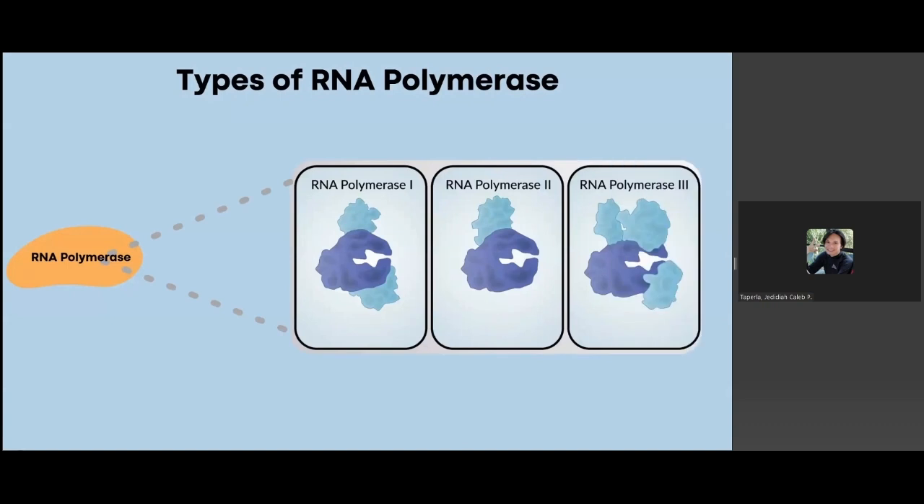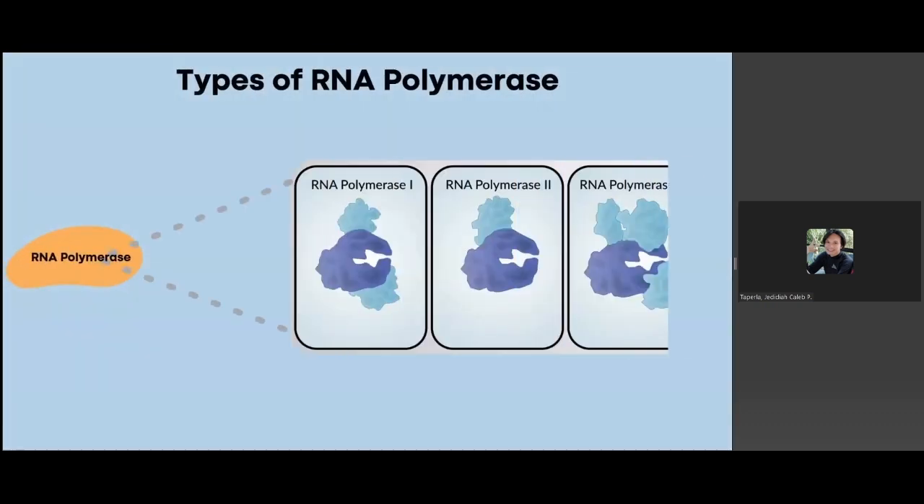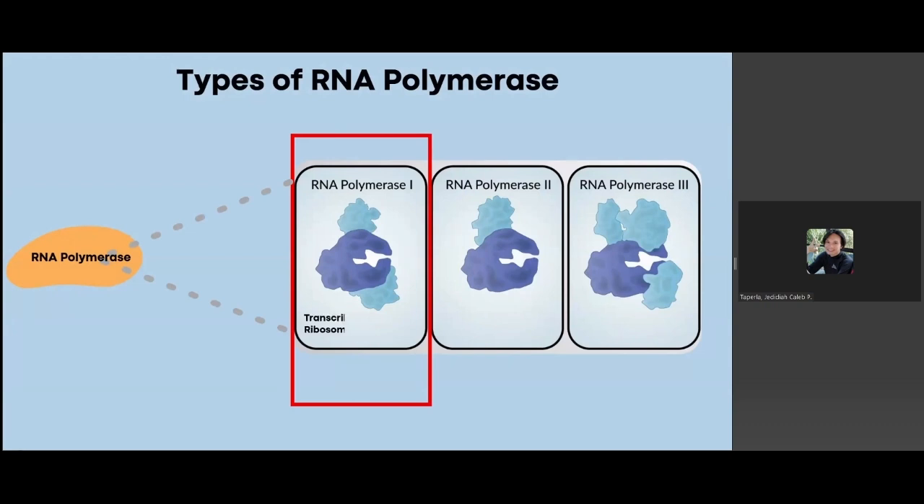And in eukaryotes, there are three RNA polymerases. The first one is RNA polymerase I, which transcribes ribosomal RNA genes, and RNA polymerase III, which transcribes tRNA and snRNA genes. And for RNA polymerase II, it transcribes the majority of the protein-encoding genes. Next slide, please.